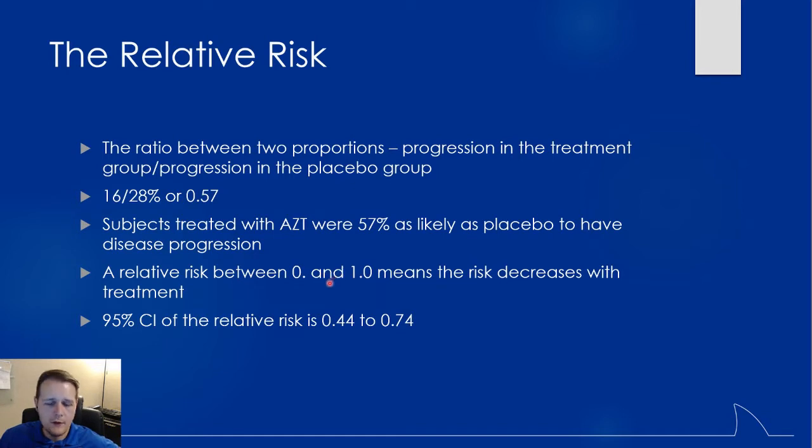When you do a relative risk, you're also going to be getting a confidence interval, which is really important to determine the significance here. So here the 95% confidence interval for the relative risk ranges from say 44% to 74%, right? That means if we were to apply this back to that larger population, the relative risk of getting treatment with AZT would range between that 44 and 74%.